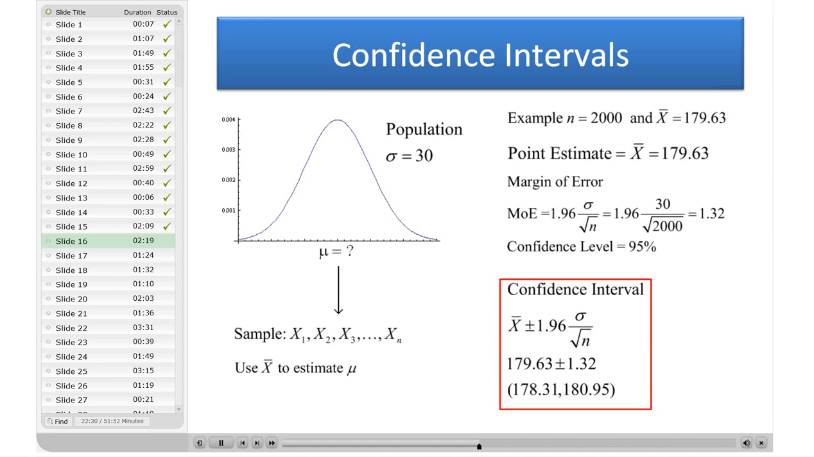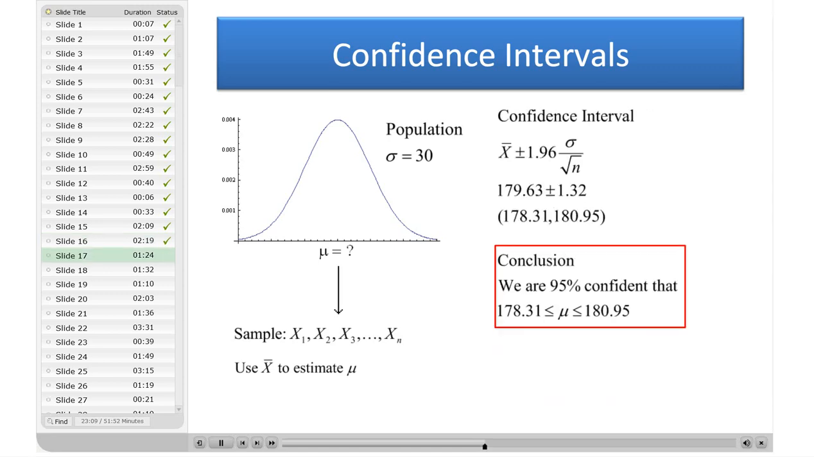Now, what we can actually do is take 179.63 and subtract 1.32. If we do that, we get 178.31. Then we can take 179.63 and add 1.32, and if we do that, we get 180.95. So the final answer to this entire process is a confidence interval from 178.31 to 180.95. And this means we are 95% confident that the true population mean in this situation is between 178.31 pounds and 180.95 pounds.